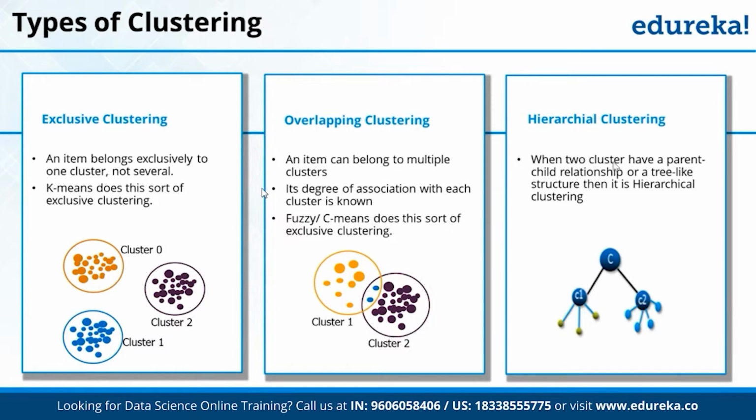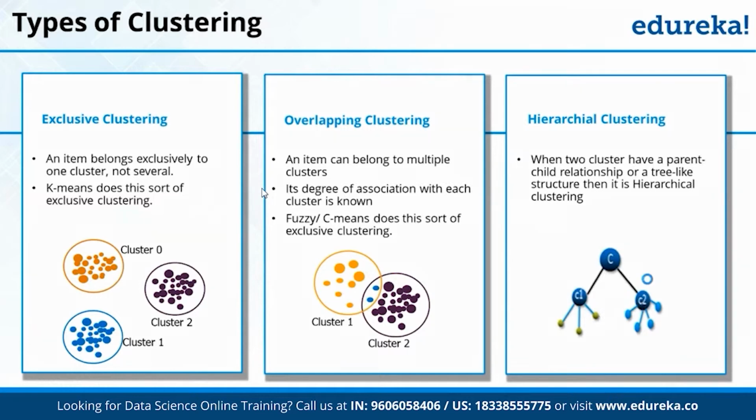Then hierarchical clustering: when clusters have a parent-child relationship or a tree-like structure, then it is hierarchical clustering. So basically, in hierarchical clustering, we create a dendrogram. There is a concept of dendrogram which creates a tree-like structure, and I can have a main cluster, then multiple subclusters, and so on. So that is why it is known as a tree-like structure and hierarchical clustering.